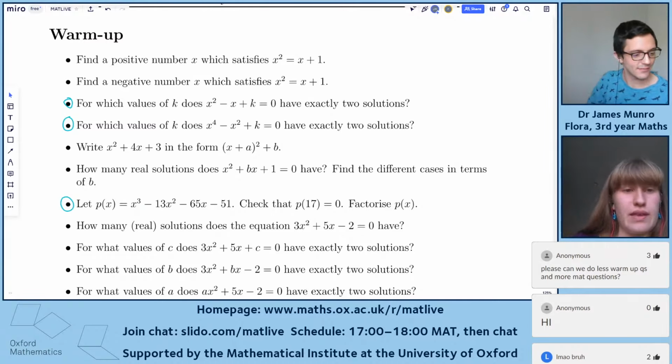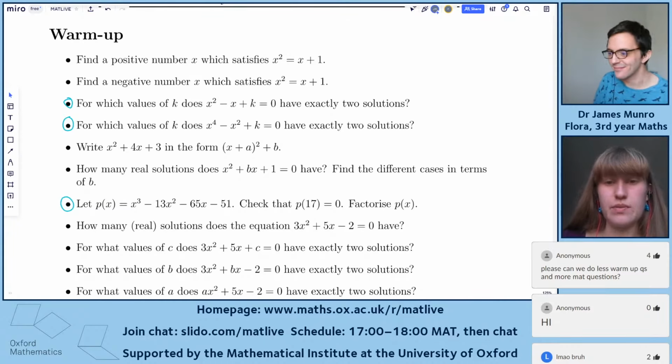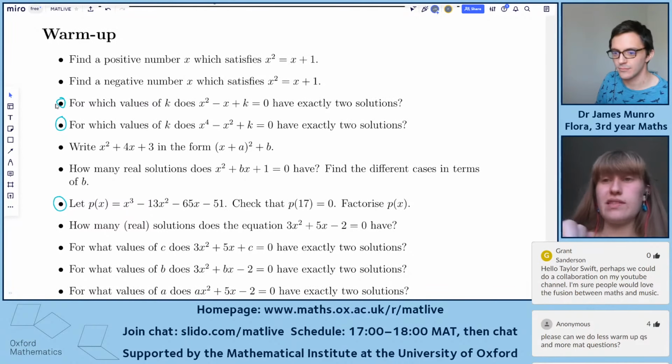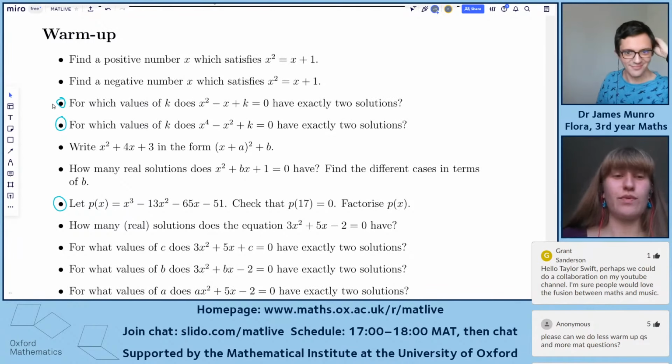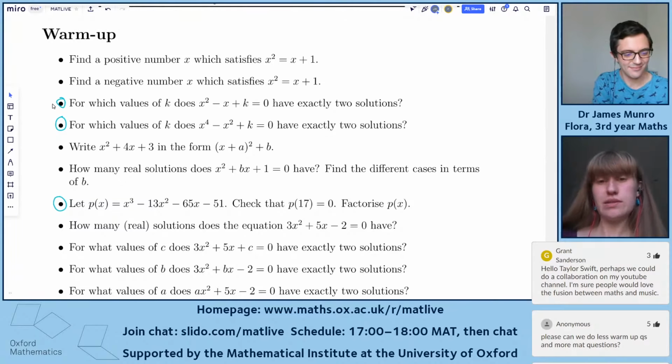I'm going to start with this first one that I've circled. For which values of k does x squared minus x plus k equals 0 have exactly 2 solutions? So if you've read the revision material, then you will remember that with every quadratic we have this thing called a discriminant, and that tells you how many real solutions the quadratic has. If the discriminant is greater than 0, there's 2, and so on.